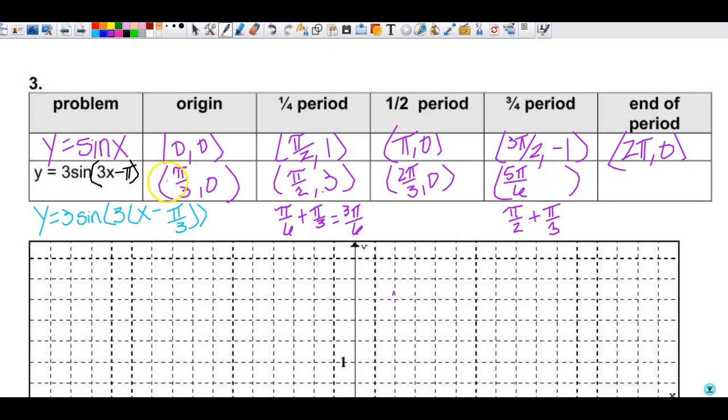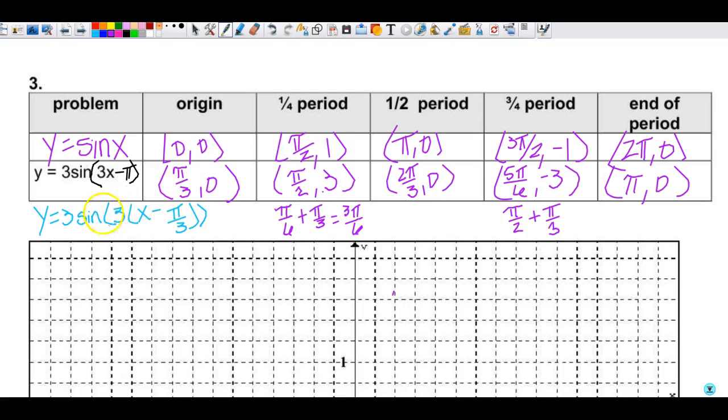And then my y value multiplied by 3 gives me a negative 3. 2 pi divided by 3 is 2 pi thirds. Then I'm going to add a third to it, which gives me 3 pi thirds, which is just pi. And then 0 times 3 is 0.